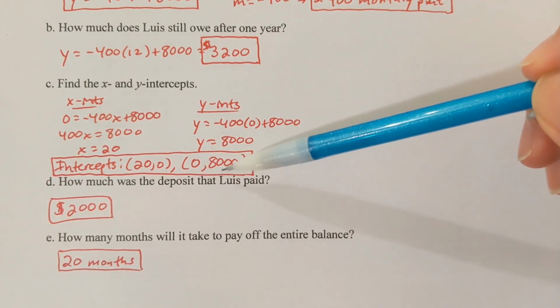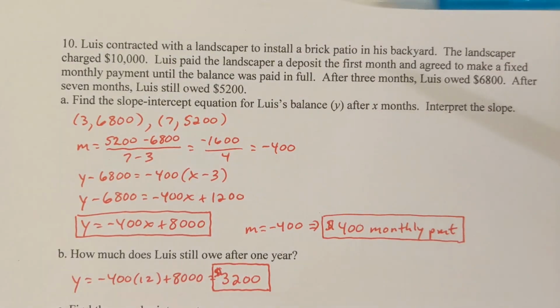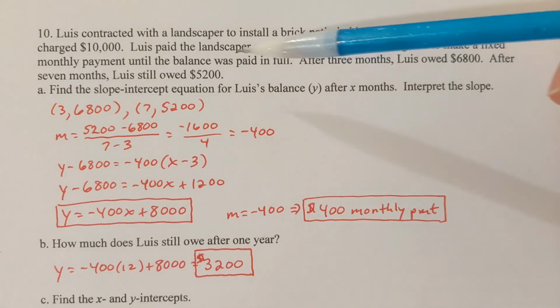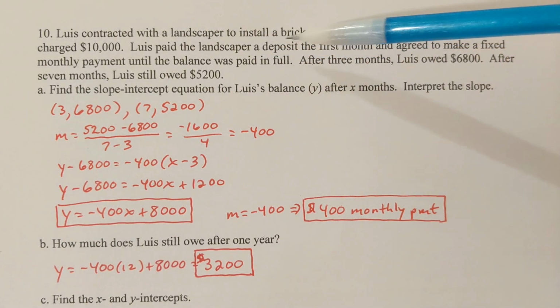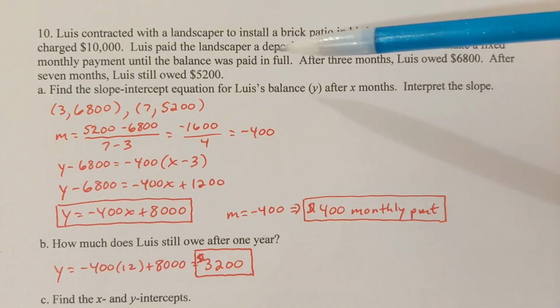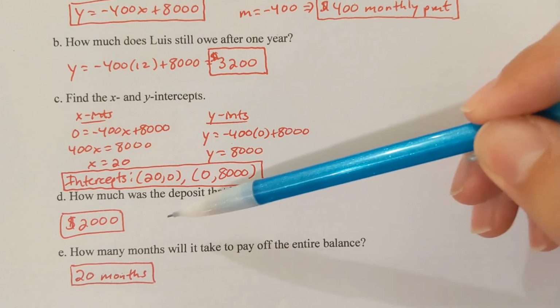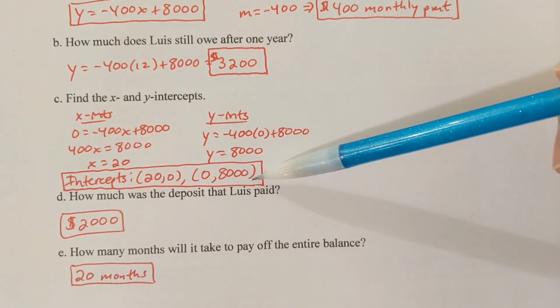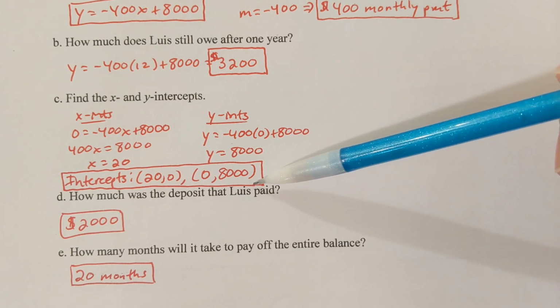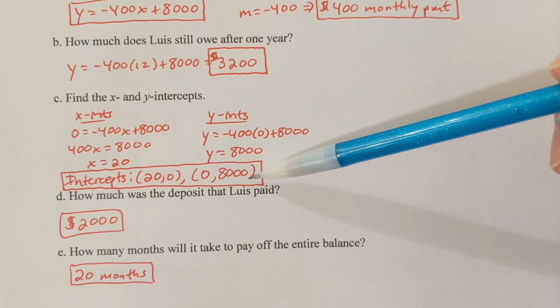How much was the deposit that Luis paid? Well, it says that the landscaper charged $10,000. Luis paid the landscaper a deposit for the first month. And it didn't tell us how much, but we can now figure that out. It was $2,000, because at time 0, he still has $8,000 to pay.